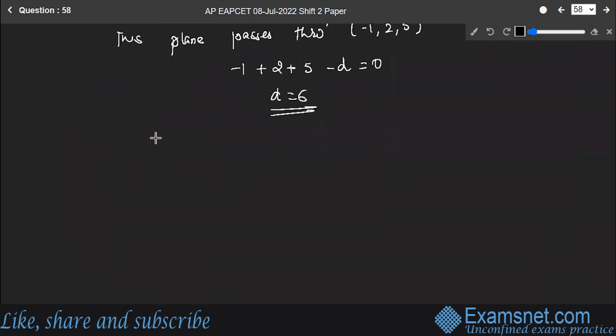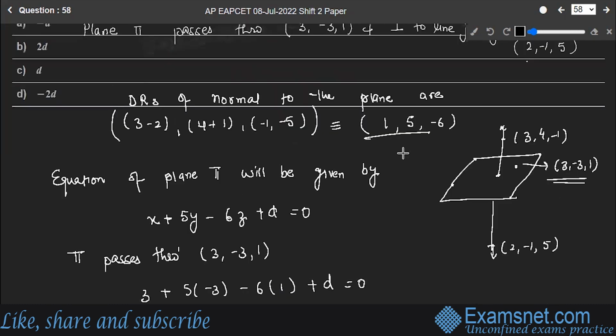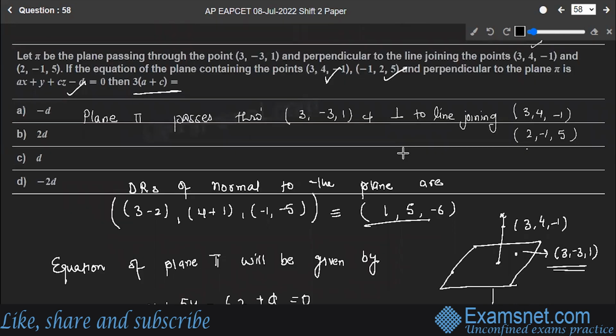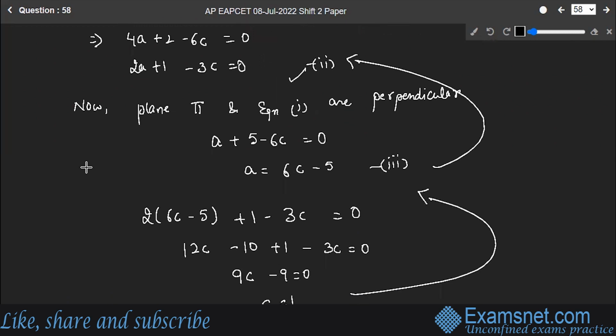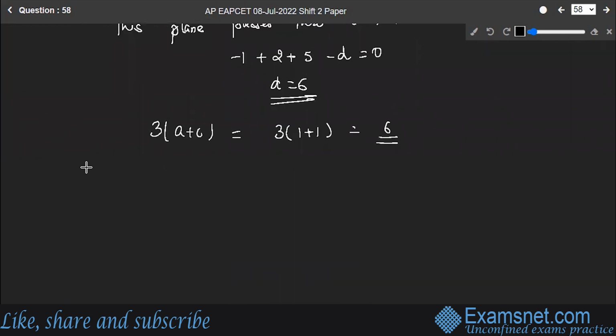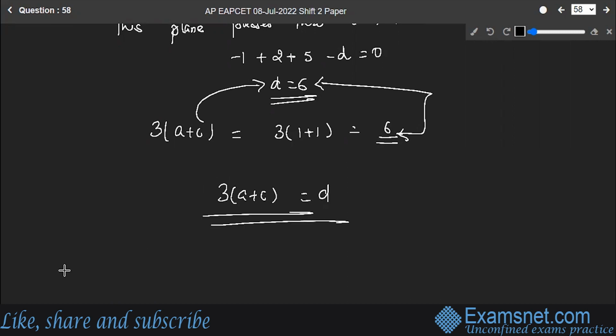Actually, 3a plus c we already know. 3a plus c is equal to 6. But there is no option 6. We have the answer in terms of d everywhere, right? That means let's go with the d thing. So 6 is d only. That means 3a plus c is equal to d, nothing. 3a plus c is equal to d. This is the answer to our question.